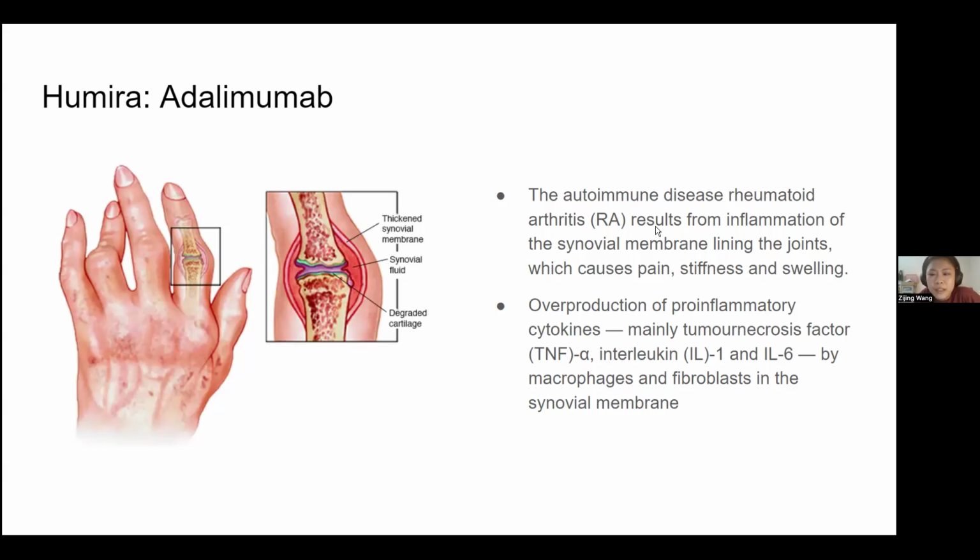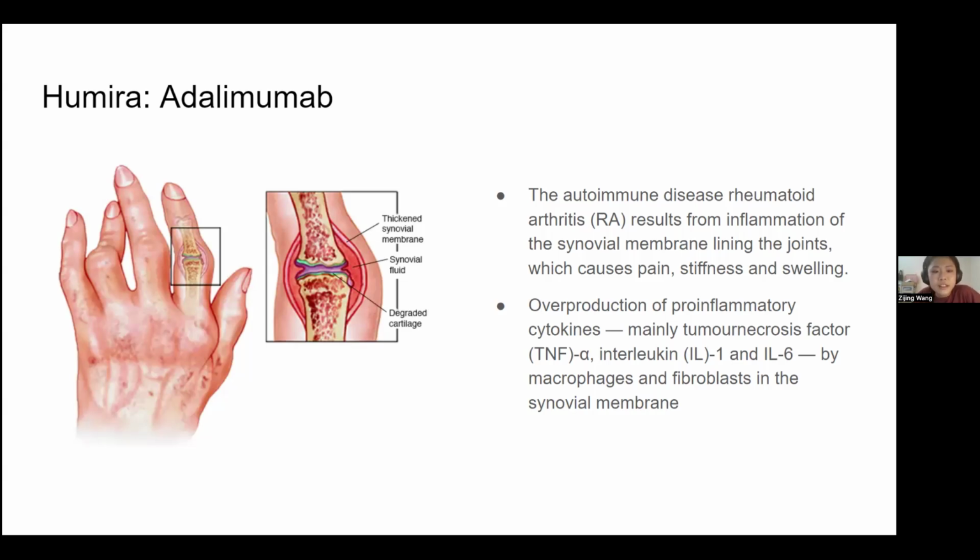It is when the immune system is overacting, and then it causes the mucous membrane in your joints to grow thicker and thicker, and the cartilage will degrade. So it will cause your joints to swell and be stiff, and it will be really painful when you move it. It's caused by the overproduction of pro-inflammatory cytokines, mainly tumor necrosis factor alpha, interleukin 1 and interleukin 6.